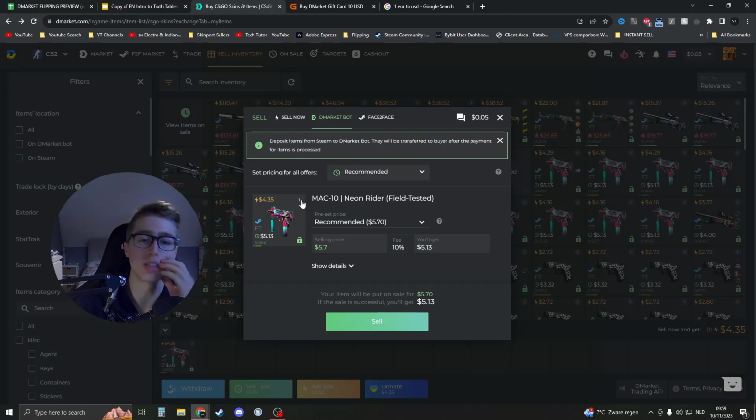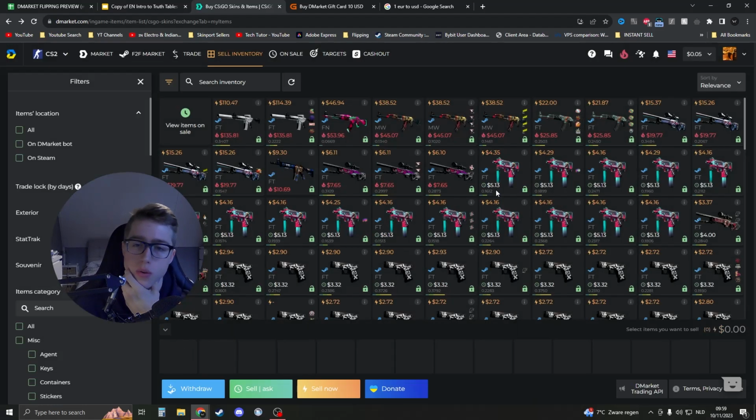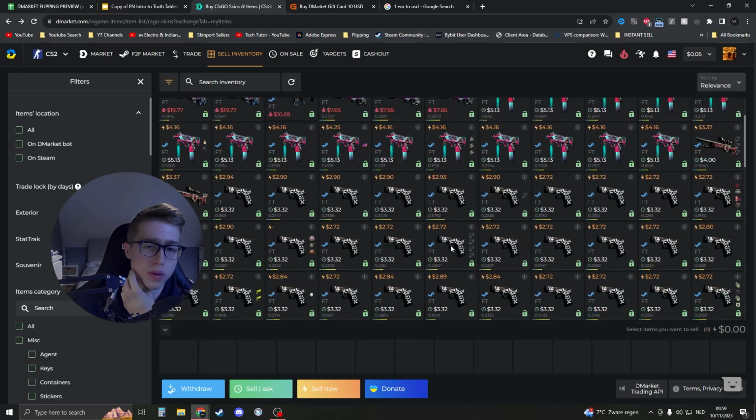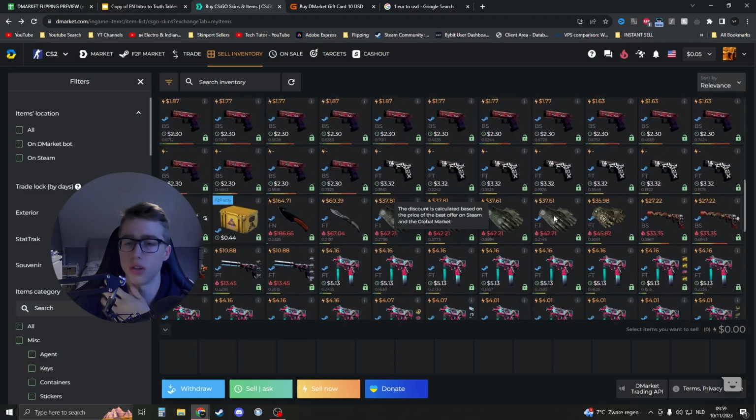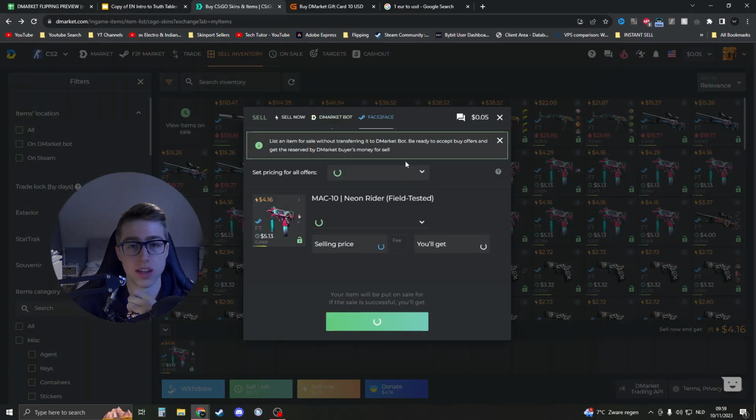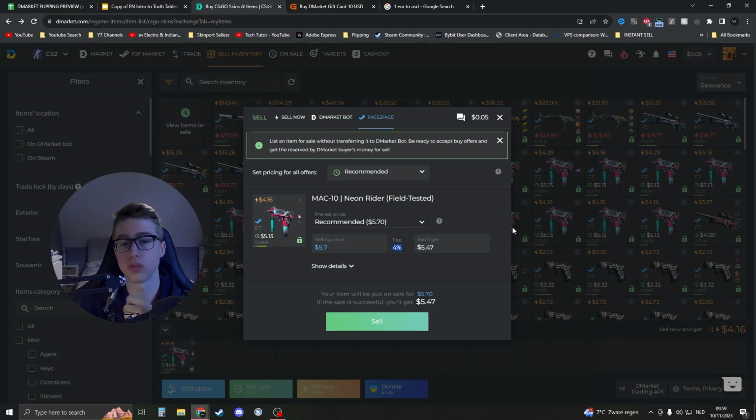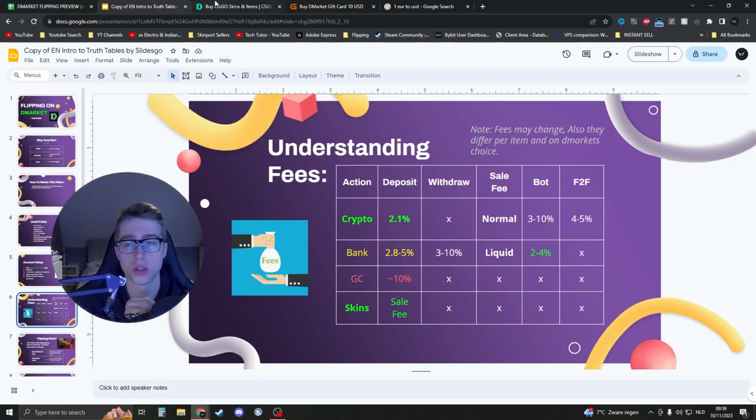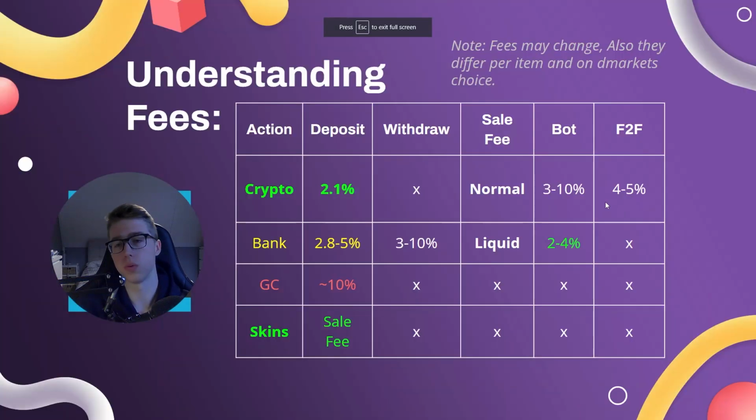Now, this is basically because I think it's a really illiquid skin where there's a lot of supply already. But most of the time when I was flipping, everything was 3%. So there was nothing that was 10%. Yeah, if we take a look at Face-to-Face, it's always 4%. I never saw higher or lower than 4%, so I just put 4 to 5%.